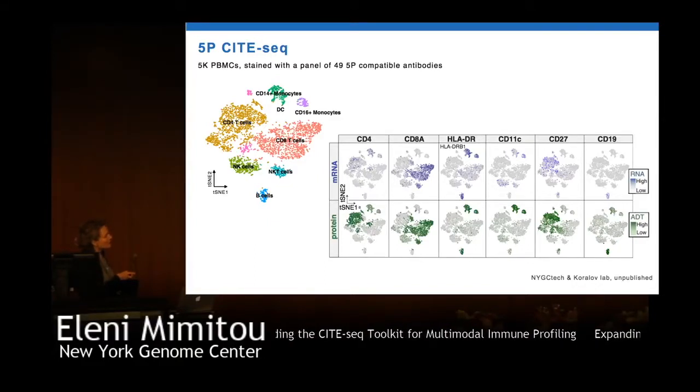So if I take it from the beginning, CD4 is present in the CD4 cluster. There's a good separation with the CD8 population. HLA-DR, which is found in monocytes and B cells. Indeed, CD11c mainly in monocytes, CD27 in T cells and memory B cells, and CD19 mainly in B cells.